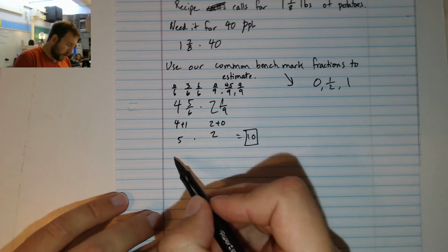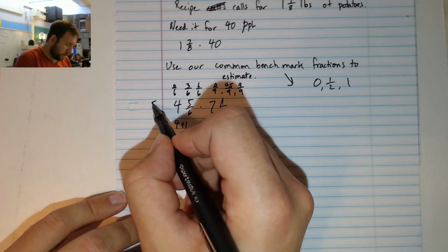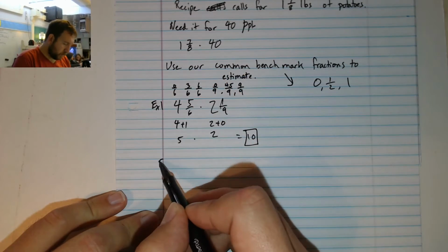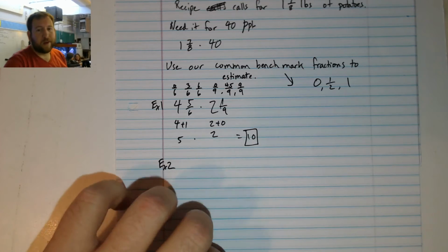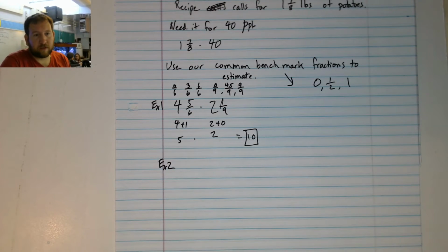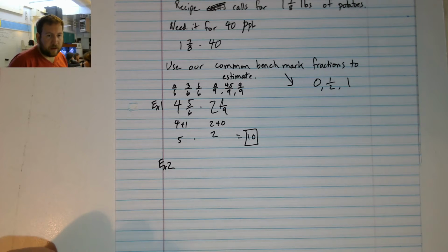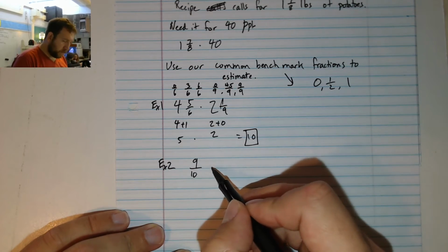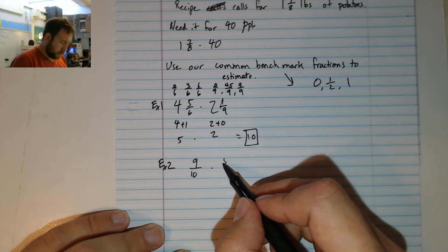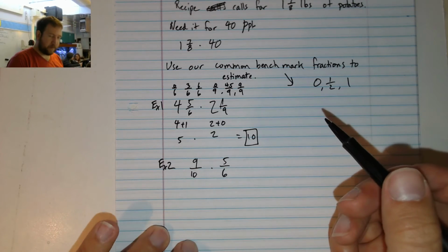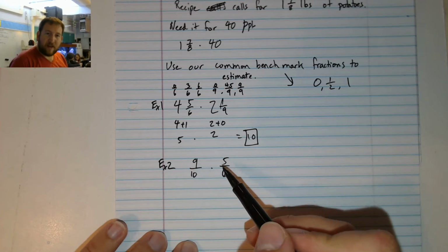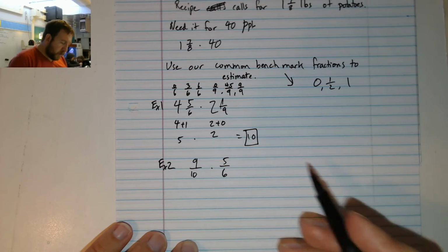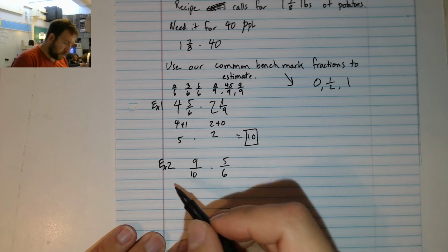Let's try another quick example. Let's call this one example 1. Now, of course, this is much easier if you actually remember your common benchmark fractions. It's a bit trickier if we don't. Okay, let's take a look at this one. We're going to say 9/10 times 5/6. Again, I can do this in my head if I know it, but I'm going to write it out just because it makes me a little bit more comfortable.